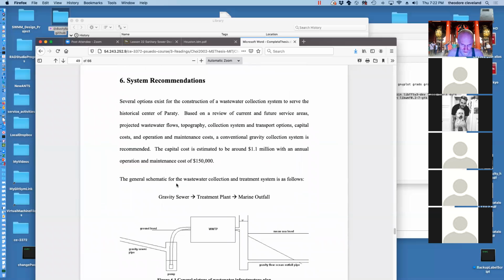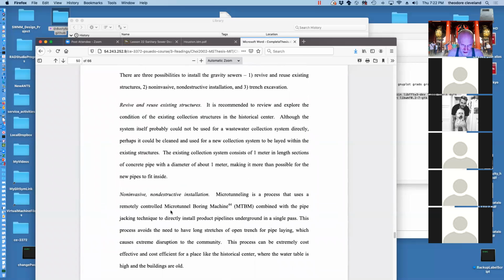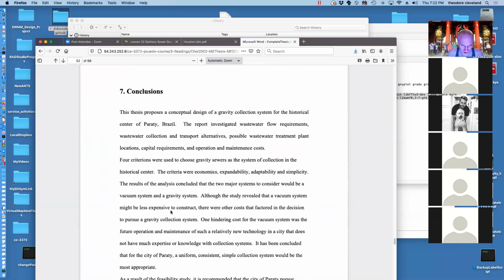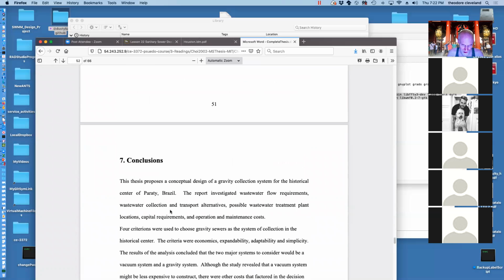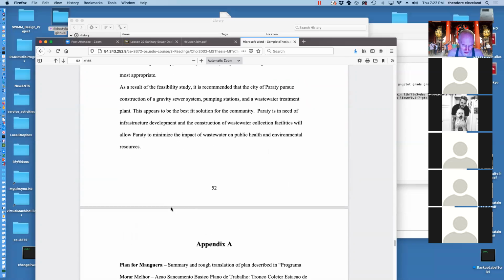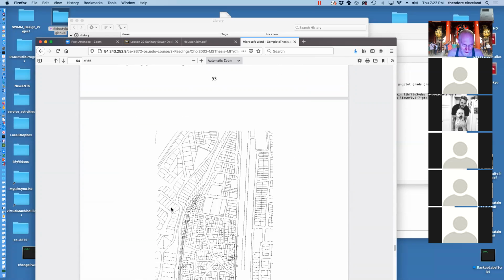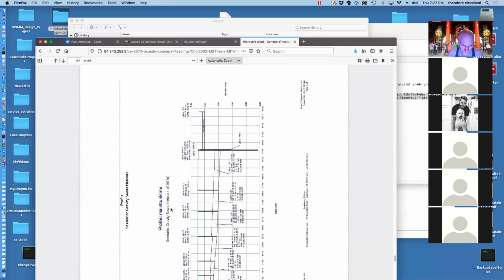And the recommendations are listed here. And I want to get to the conclusions, which is nothing unusual. They concluded that a gravity system could serve the historical center, and they actually provided a conceptual design. And the important part was right here.